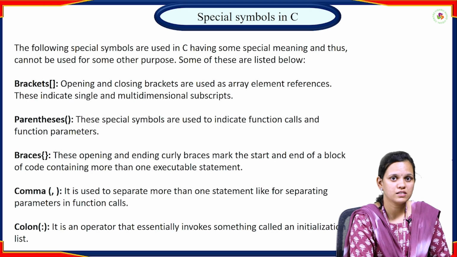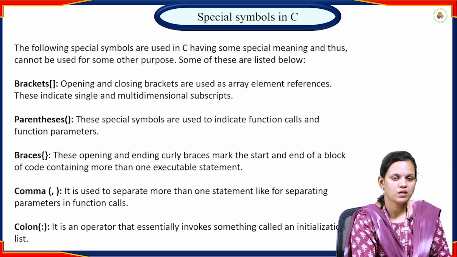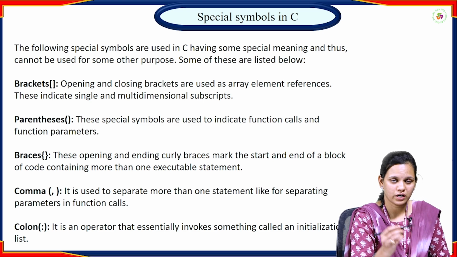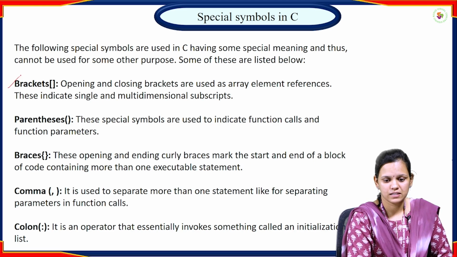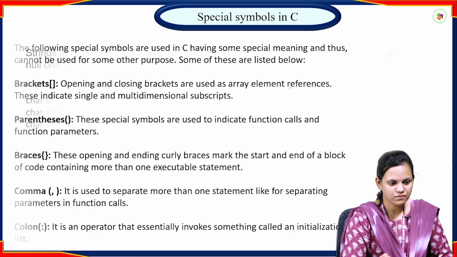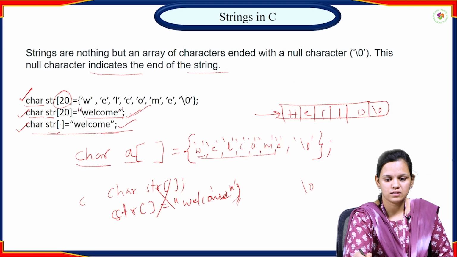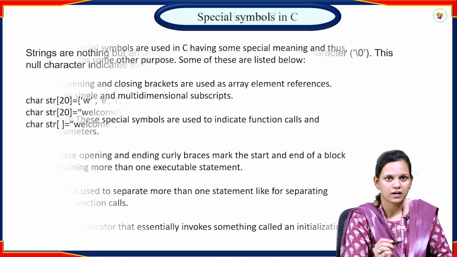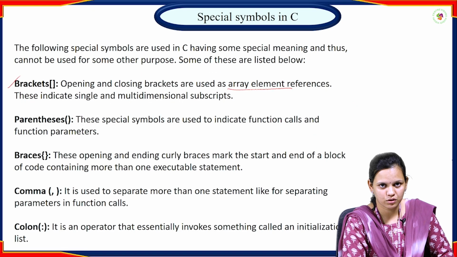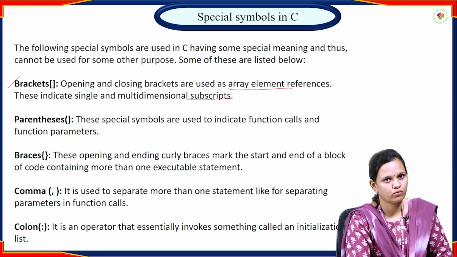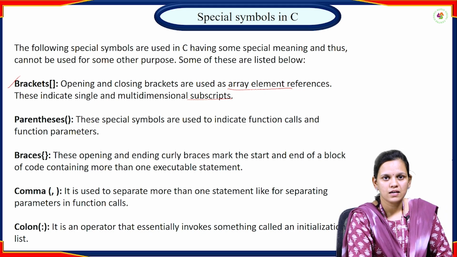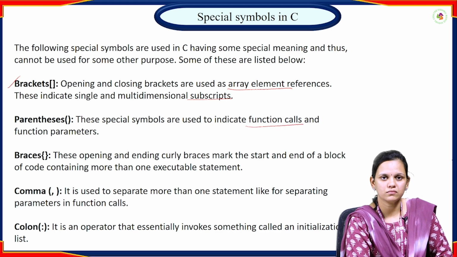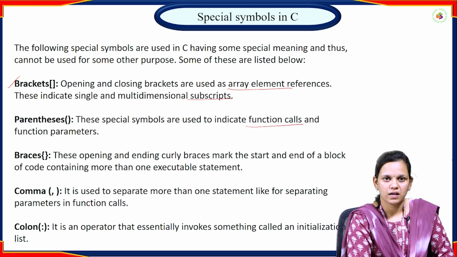And next comes special symbols in C. We use many special symbols in the C programming language, where each and every special symbol has its own use. We use brackets. These square brackets, as we have seen here, are used for arrays, as array element references or subscripts for one-dimensional or multi-dimensional arrays. Whereas parentheses are used for function calls and function parameters.